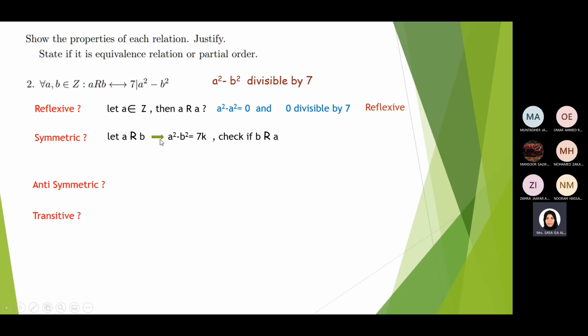Can I conclude from that B square minus A square equals 7W, for example? Yes. Why? We can manipulate the equation. Take minus 1 as a common factor, and you will get minus (A square minus B square). This can be substituted with your assumption, 7K. So minus 7K is divisible by 7, for sure, negative or positive values. So in this case this relation is symmetric.